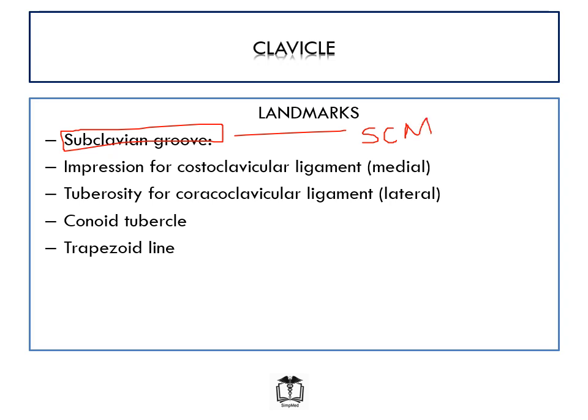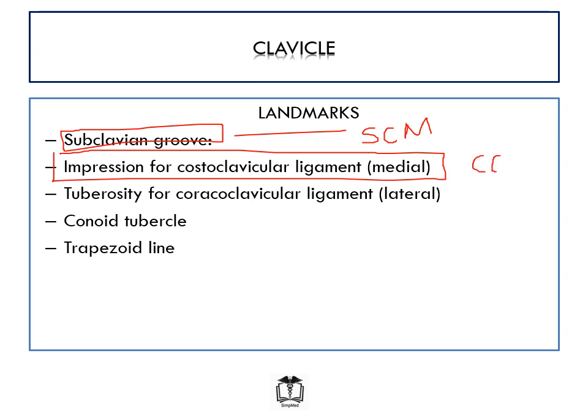The second landmark is the impression of the costoclavicular ligament. So it's a depression, and it's a depression that is found close to the sternal end. And what is related to this impression of the costoclavicular ligament, as the name implies, is the costoclavicular ligament itself. So remember that the costoclavicular ligament, CCL, is the structure related to the impression of the costoclavicular ligament.